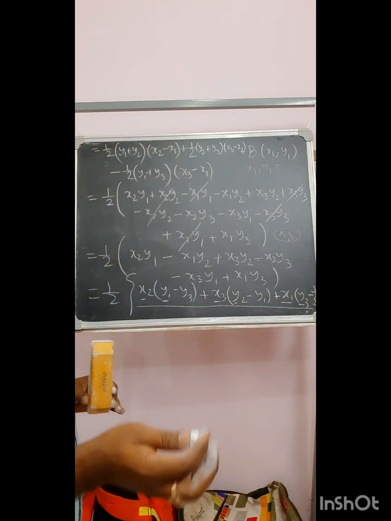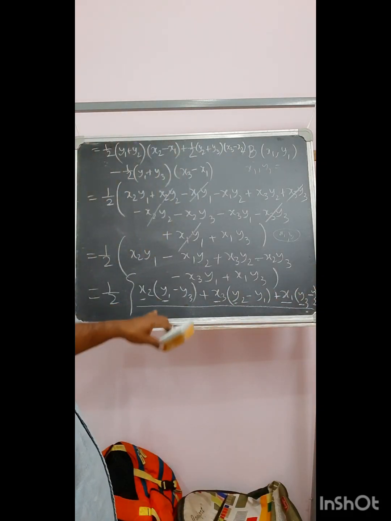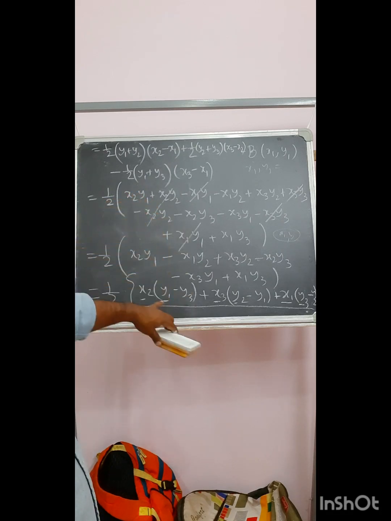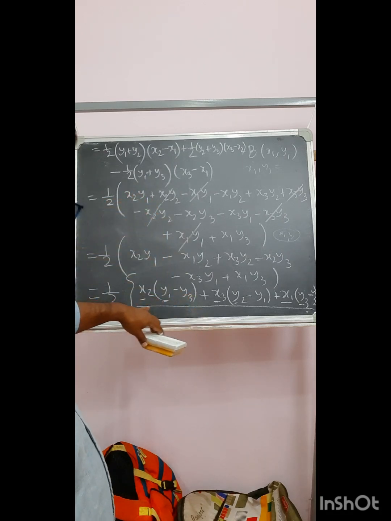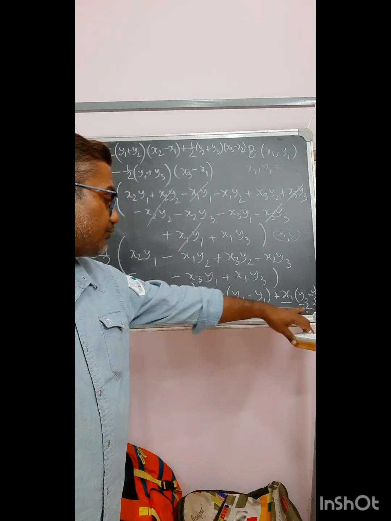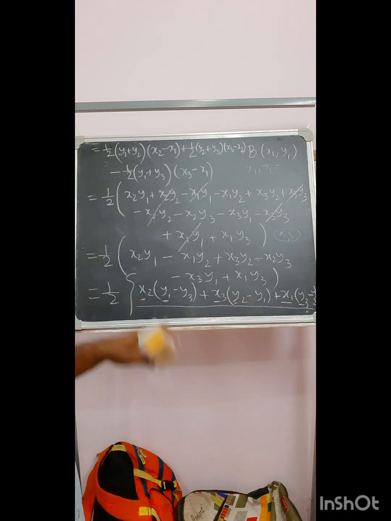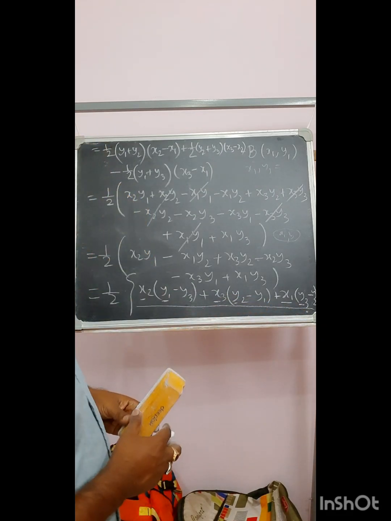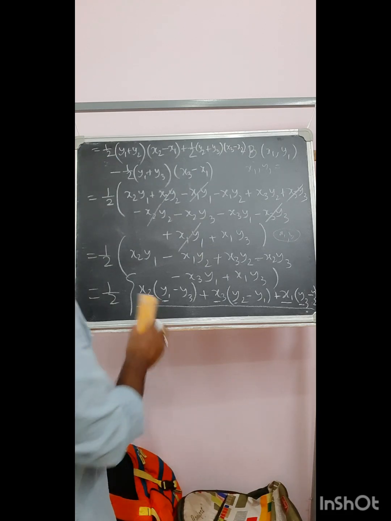You can use your own brain to decide how to use that, and you can also derive it, but that will take too much time. But remember, this is the formula, and this is the derivation when three vertices of a triangle are given. Okay, I think you understood.